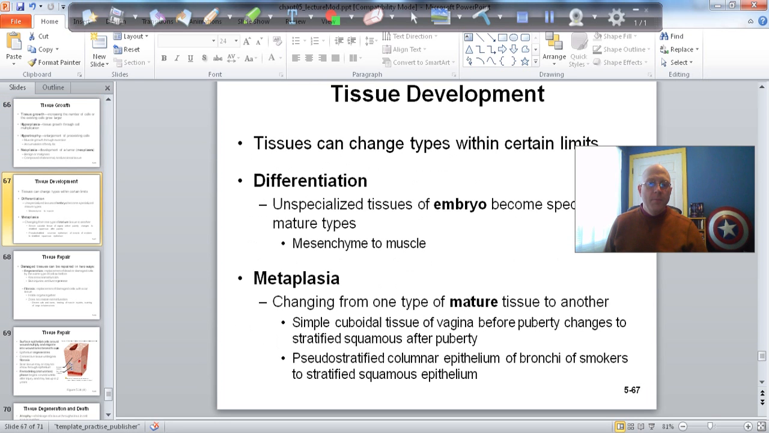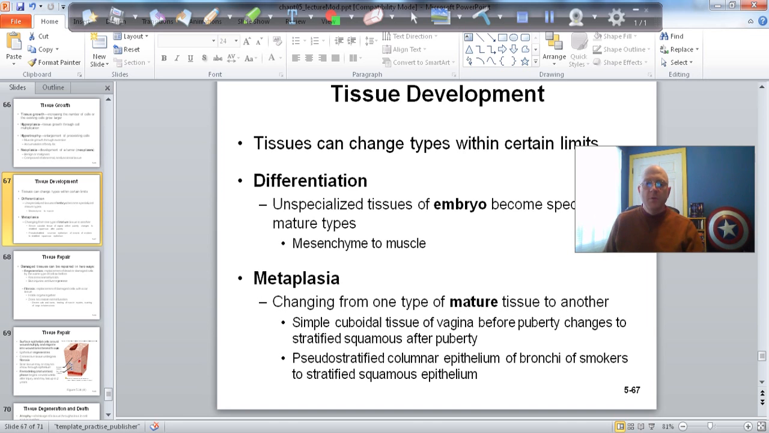Then we have the part here on tissue development. Differentiation versus metaplasia. Differentiation means that you start off with cells that haven't been given a job yet. We typically call these things stem cells. These unspecialized tissues that you would find most likely in an embryo are now given a job once they are told to progress along a particular development line.